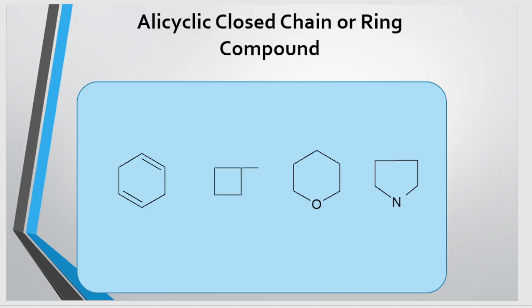Alicyclic or closed ring compounds, ring compounds. If we consider this is a cyclic compound, simply a cyclic compound, we can call it alicyclic, acyclic or cyclic. Instead of cyclic they are saying that it is alicyclic, that's all. Okay, and we already know that the alicyclic are of two types: heterocyclic compounds and homocyclic. If we consider these two, they come under homocyclic compounds and these two come under heterocyclic compounds. Okay, now these two are heterocyclic.